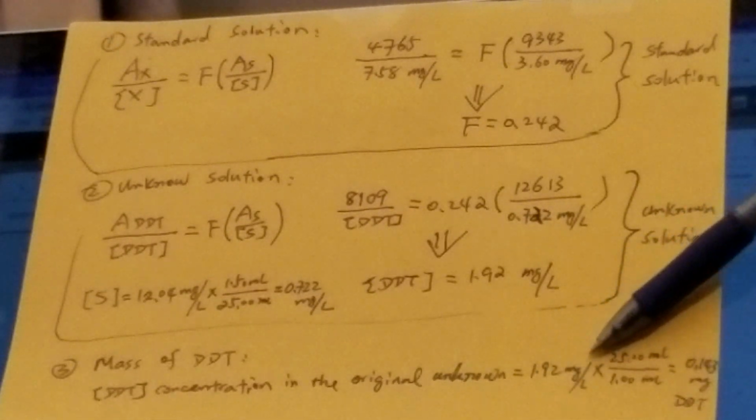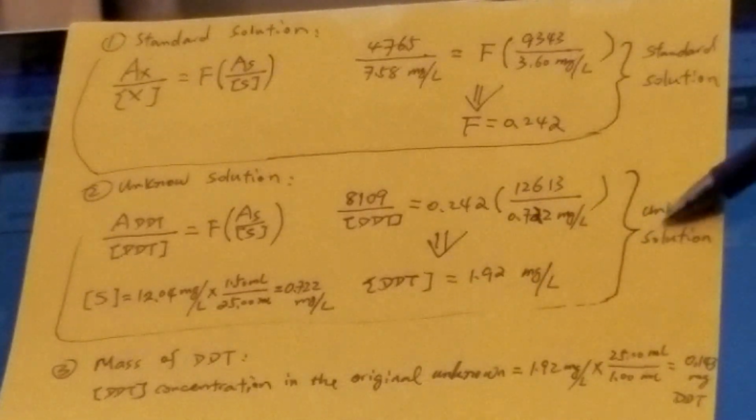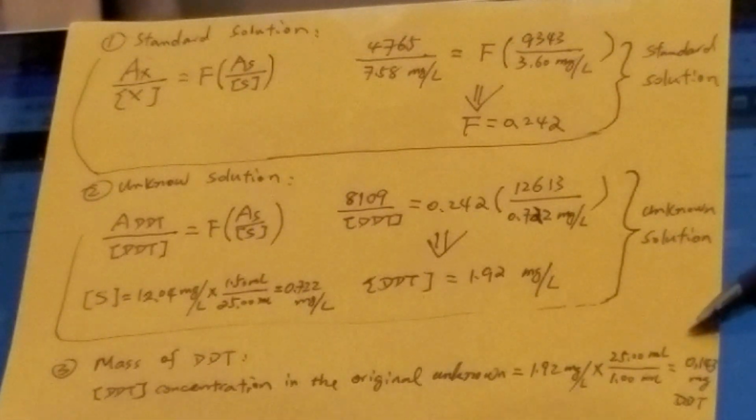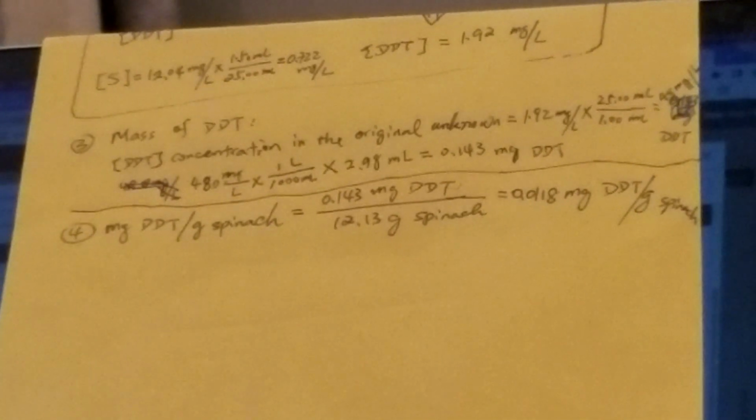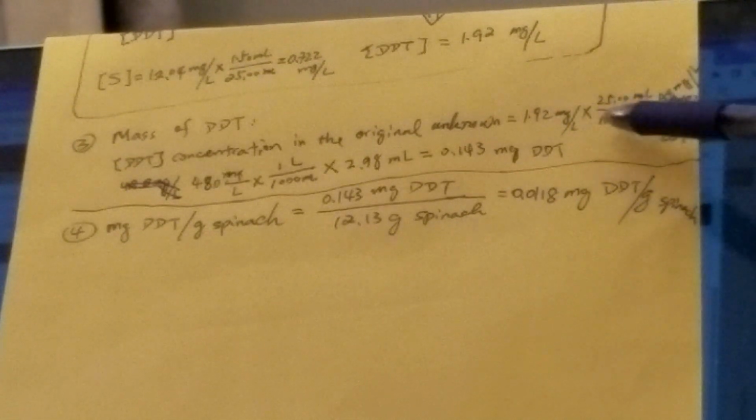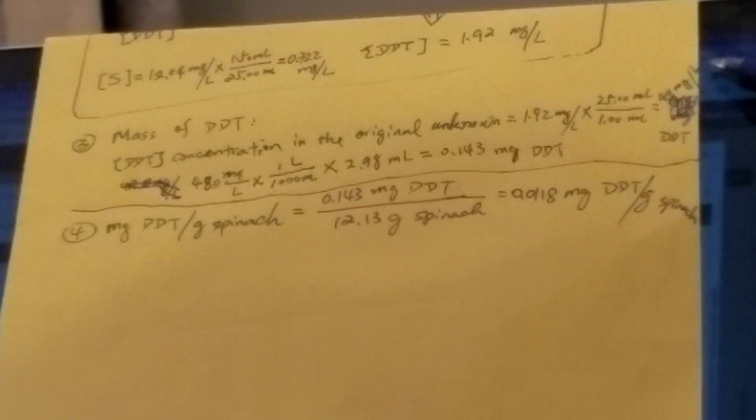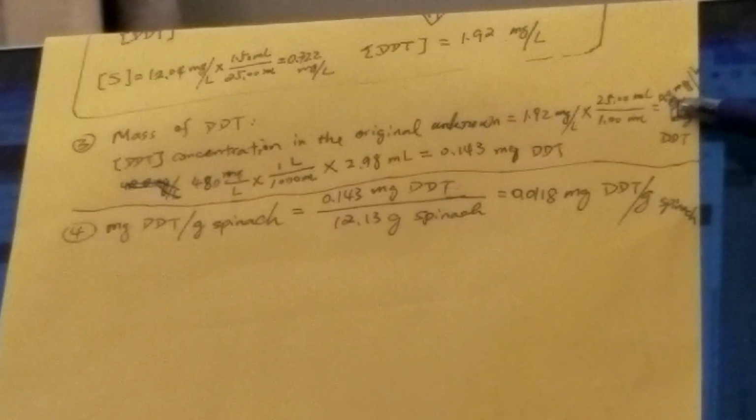You need to multiply by that dilution factor. So this concentration is increased. The concentration in this diluted unknown solution increases, taking the dilution factor of 25 over 1, basically 1.92 times 25. That should give us 48 milligrams per liter. The unit is still milligrams per liter. And this is the concentration of DDT in the original sample.